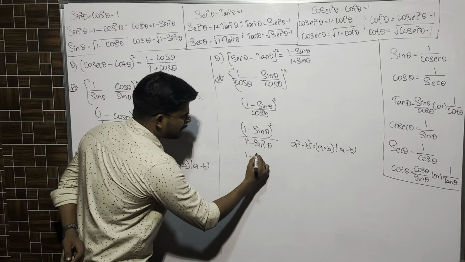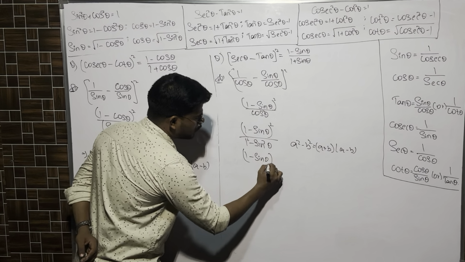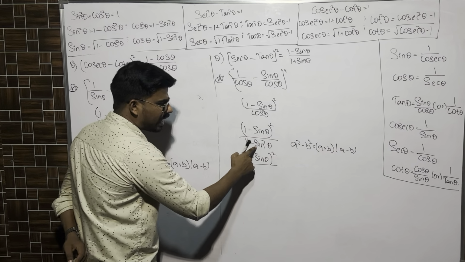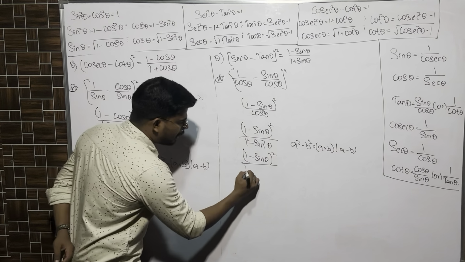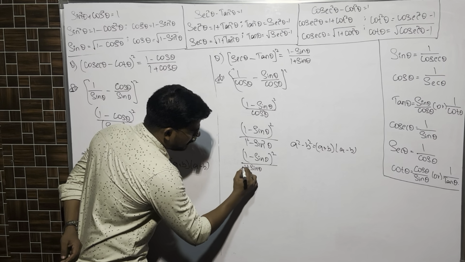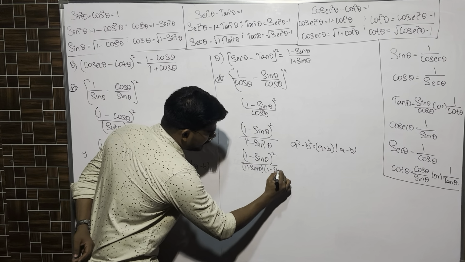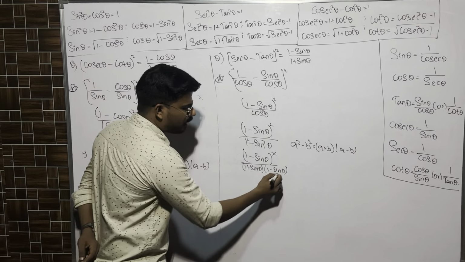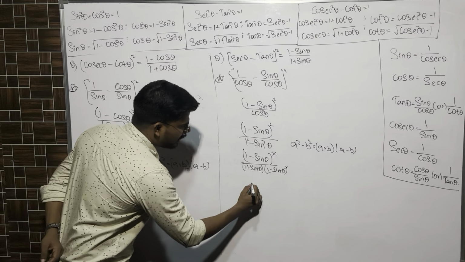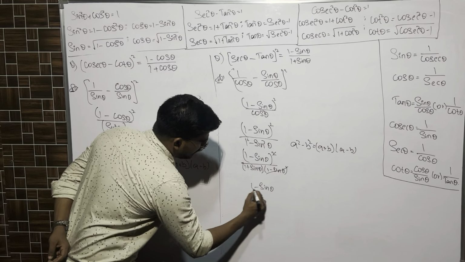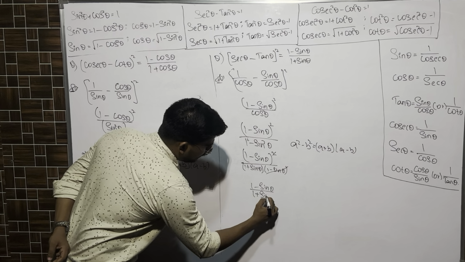So now the numerator as it is, 1 minus sine theta whole square, divided by 1 plus sine theta into 1 minus sine theta. 1 minus sine theta whole square, 1 minus sine theta once is cancelled. We have 1 minus sine theta by 1 plus sine theta.